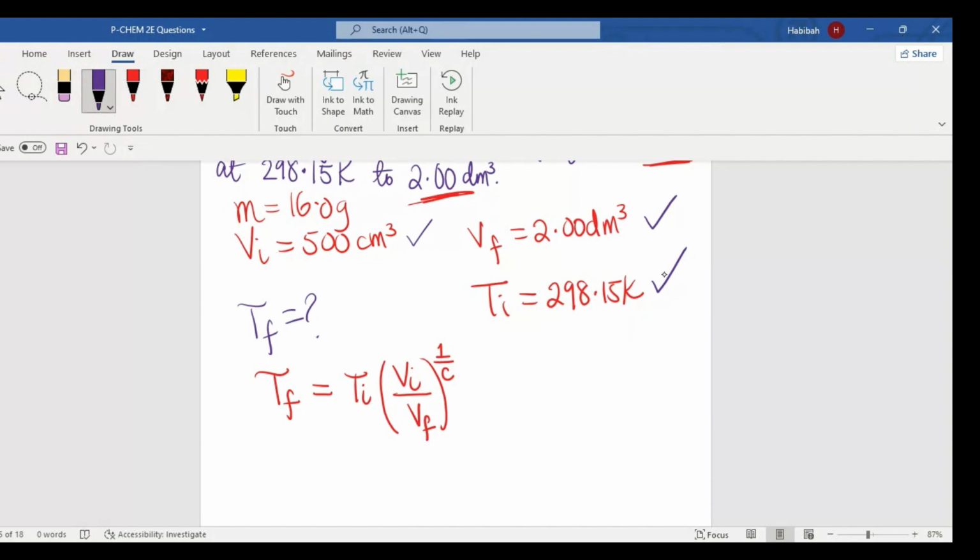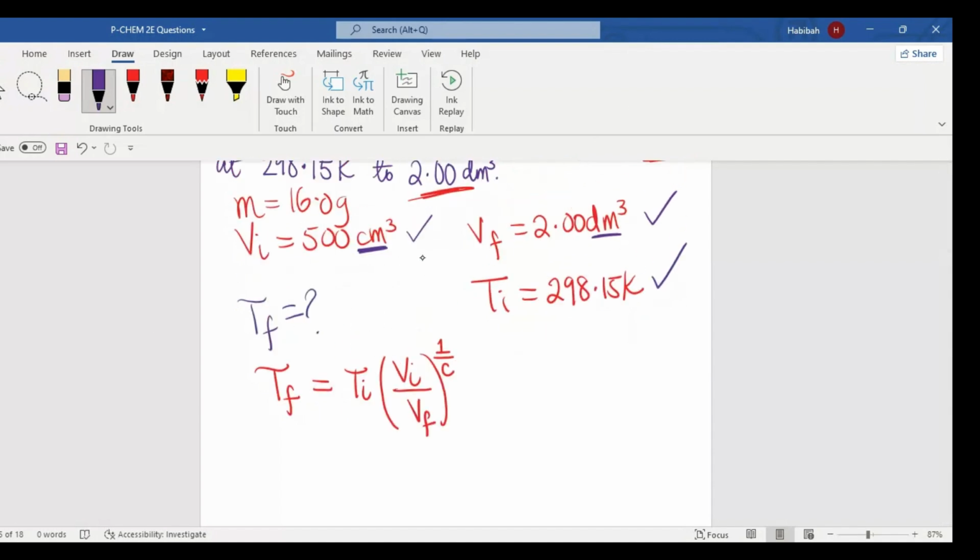But before we go on to determine C, we have to observe that we're given the initial volume in 500 centimeter cube, and the final volume we're given in decimeter cube. So what you have to do is to first of all convert 500 centimeter cube to decimeter cube, or you can go the other way. The most important thing is for you to note that the volume has to have consistent units, meaning the initial volume and the final volume have to have the exact same unit. In this particular case, I'm going to be going from centimeter cube to decimeter cube purposely for this particular question.